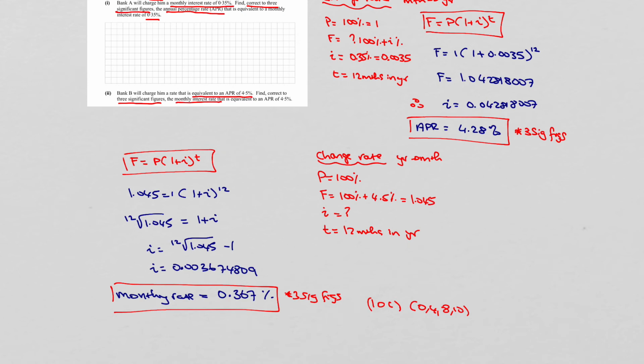Okay, so B. So in B we said Donna has borrowed 80,000. Okay, so that's a loan. And it's a monthly interest rate of 0.35%. And it's a fixed term loan. And the loan has to be repaid in equal monthly repayments over 10 years. The first repayment is due 1 month after the loan is issued. And we have to calculate, correct to the nearest euro, the amount of each monthly repayment.